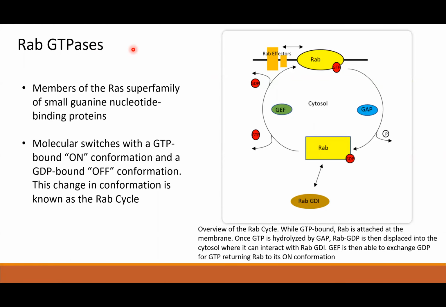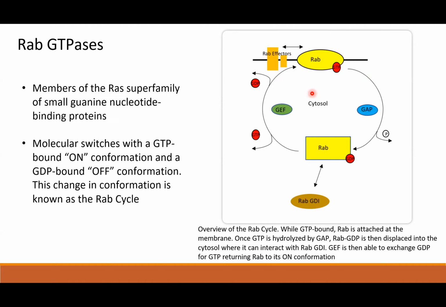Okay, so Rab-GTPases are small proteins and are members of the Ras superfamily. They bind guanine nucleotides, so GTPs. They are considered molecular switches, and this is because they have what's called an on and an off conformation. If you look to the image on the right, you can see that Rab, while it's attached to the membrane, is bound to GTP. This is considered its on conformation. During this conformation, it's able to interact with Rab effectors, which are also key in vesicular transport.